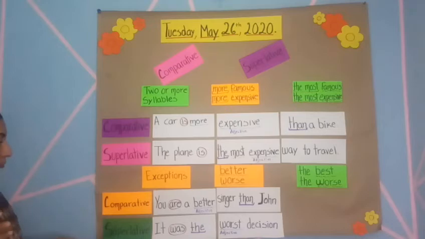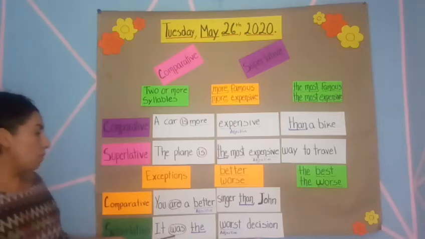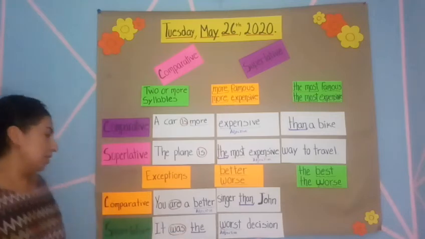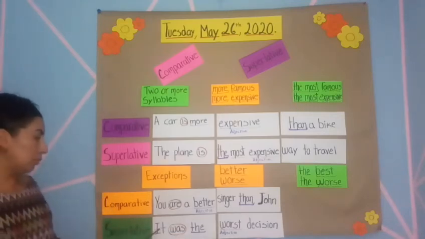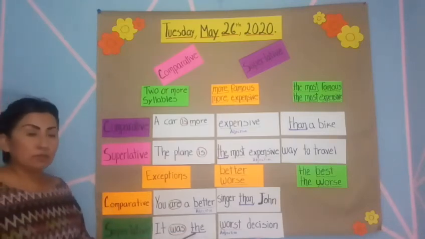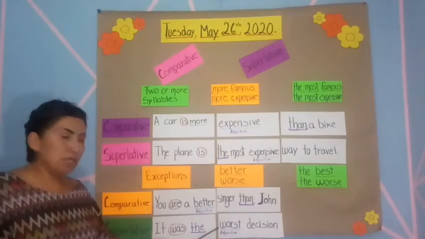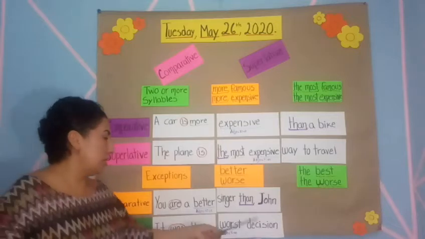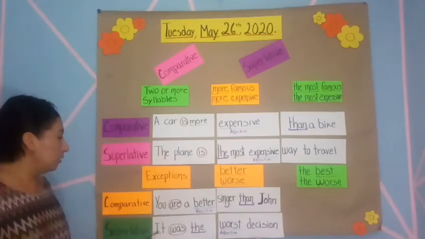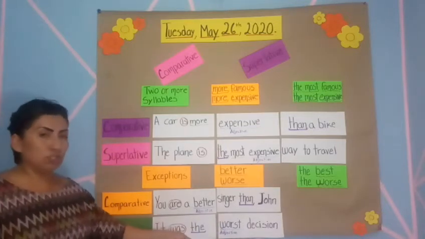When I am talking about superlative sentences, at the beginning we use "it." It was the worst decision. In this case, we use the verb to be in the past. Later, we are going to use the article "the," the adjective word that changes, and last we have the other complement. It was the worst decision.